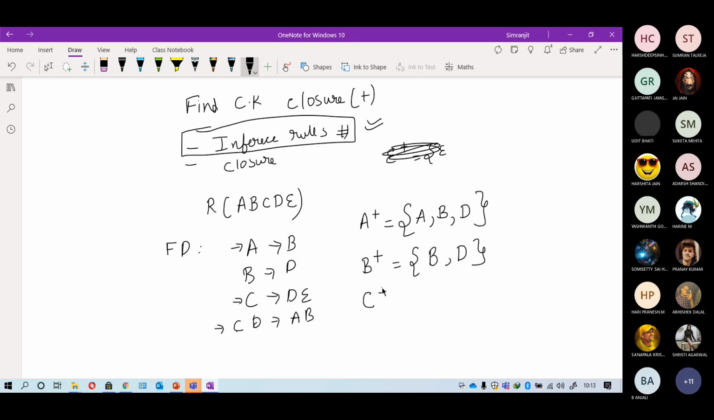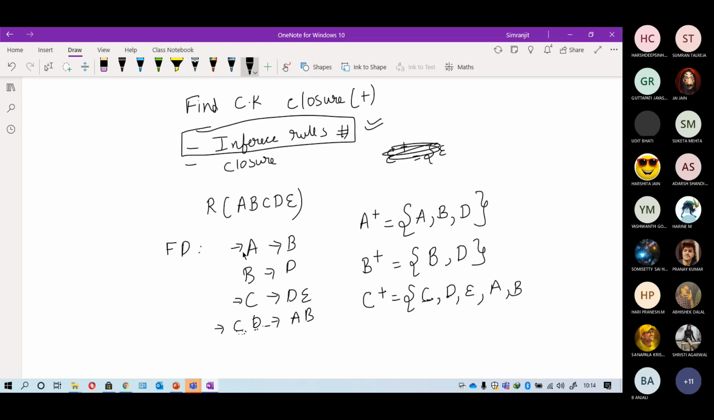Similarly, if I find the closure of C, first include C itself. Okay, I'm including C itself. Now check the left hand side. C is present here in the set. What is C deriving? C deriving DE. So write D, comma E in the set. Now check here again. CD present in the set. Yeah, CD is present in the set. So what is it deriving? AB. It is deriving AB. So you write AB here.